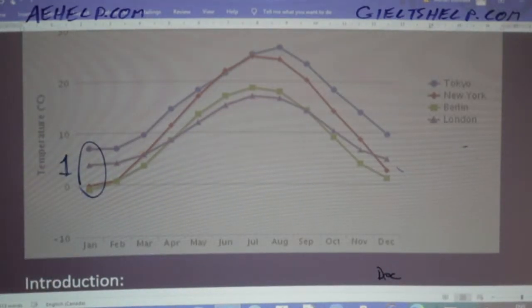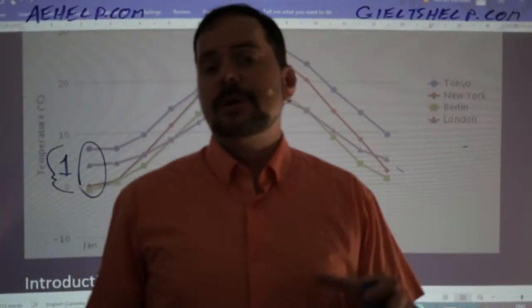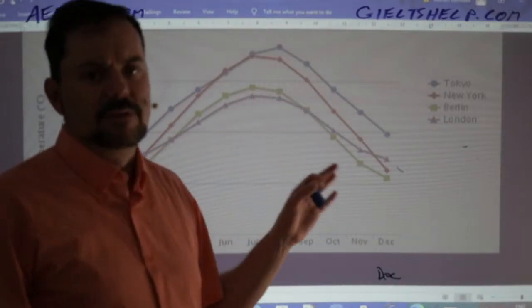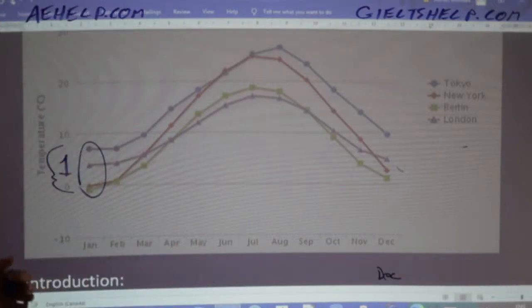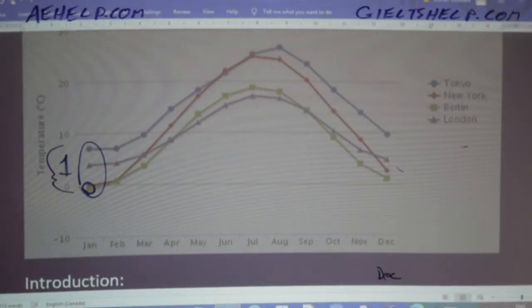And I would probably discuss the range here of these four cities. So with a line graph, you should not think about writing about each of these points because there's no way you'll have enough time and it won't make a lot of sense, right? So maybe talk about this range here for New York and Berlin. We have kind of an interesting similarity as well.